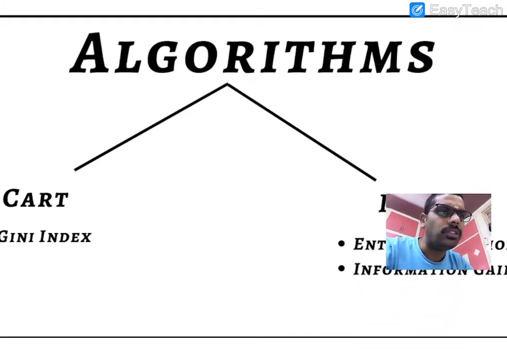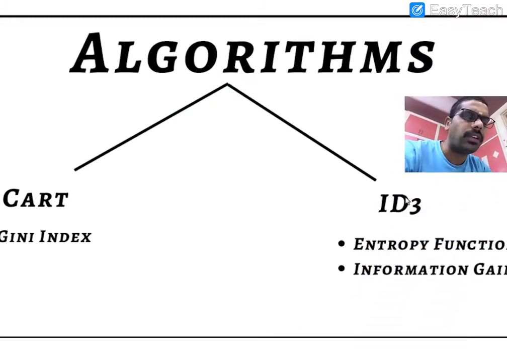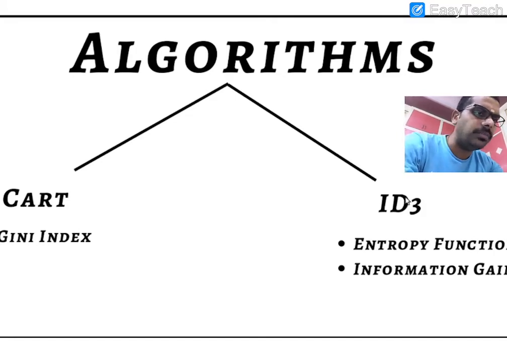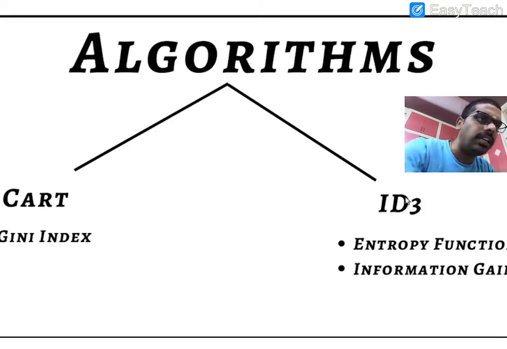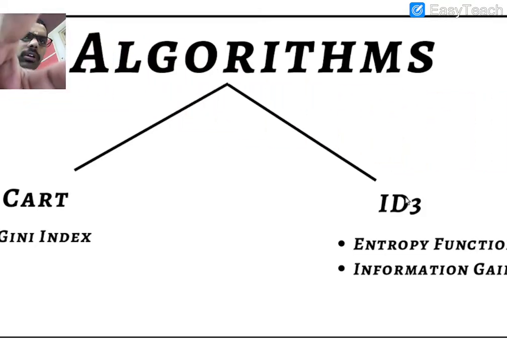And next, the algorithm. What are we going to use for constructing the decision trees? We may use several algorithms. Among those, there are the CART and ID3 algorithms. The ID3 algorithm uses the entropy function and information gain. So using information gain and the entropy function, we are going to use the ID3 algorithm. And for our syllabus, we are going to discuss the ID3 algorithm.